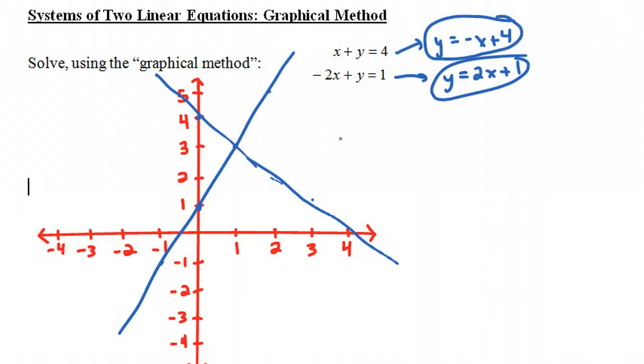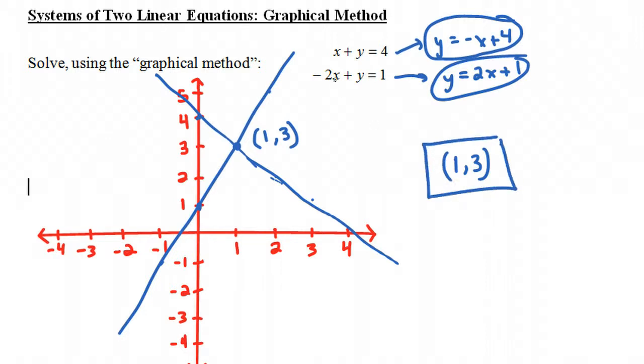So are there any points that make both equations true? Well, yes, this point right here makes both equations true, and I think you can see this point is the ordered pair 1, 3. So 1, 3 is the solution of this system of equations. You can check for yourself. If you plug in 1 for x and 3 for y, both of these equations will be true. So that's what it means to solve a system of equations using the graphical method.